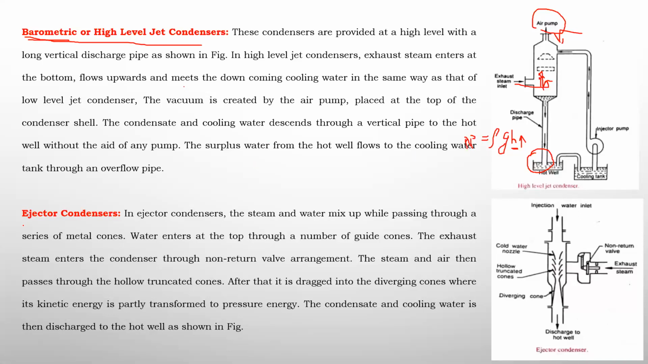And this is nothing but the ejector condenser. Ejector condenser is nothing but what? This is the ejector condenser. If you observe here, there is a multi-nozzle type direct arrangement. What is meant by nozzle? A nozzle will be in this direction.